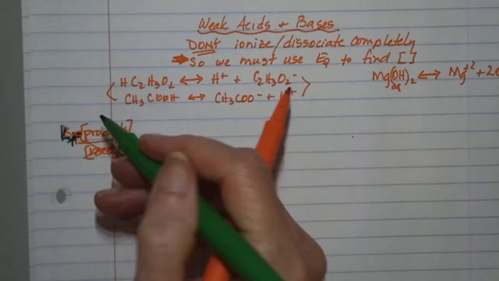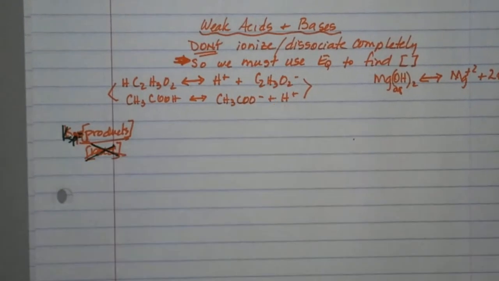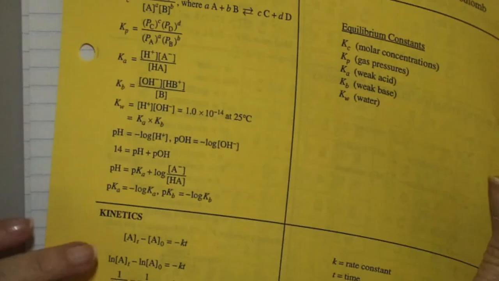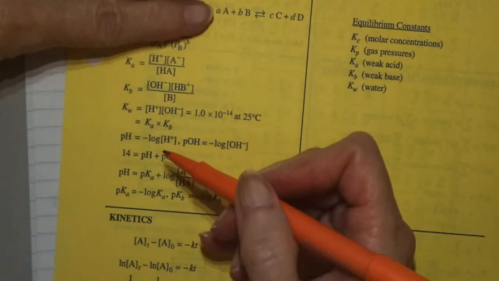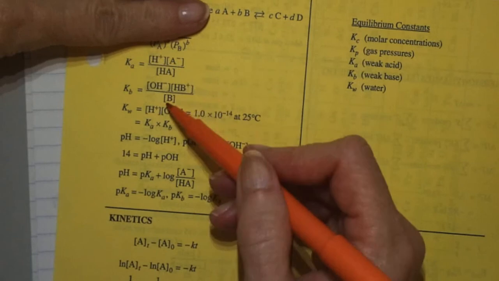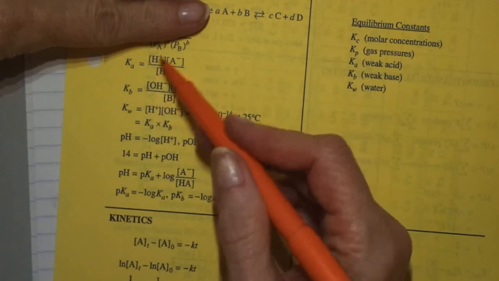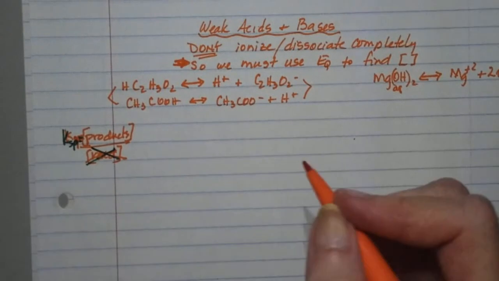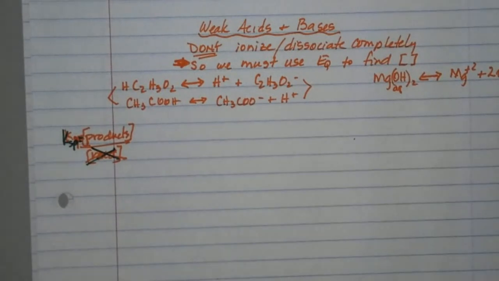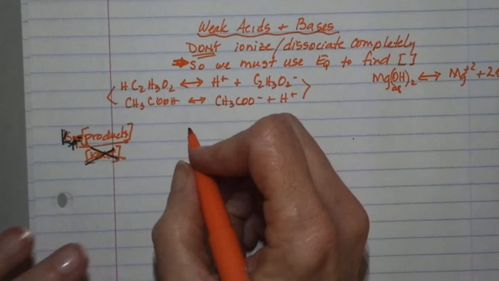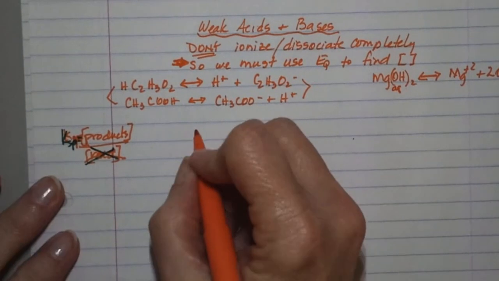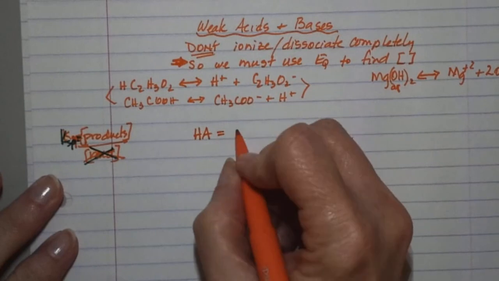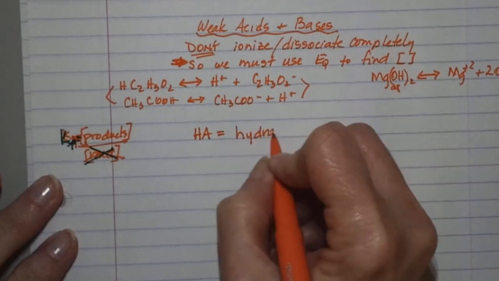When you take out your sheet here, you'll notice that when they start talking about Ka and Kb, they throw in all these letters at you. So that's what I'm going to explain it in terms of. So let's talk about some of these. So the capital HA equals the hydrogen ion and the anion of an acid.